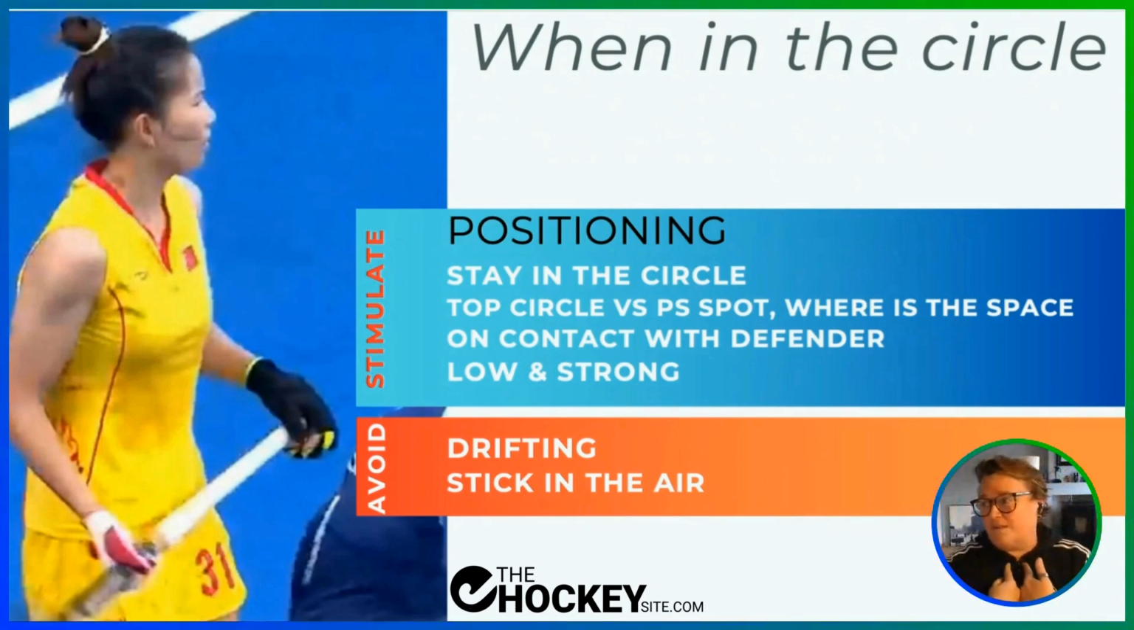When I say in front and behind, I'm talking with the goal behind me. So if I'm at the top of the circle, I've got space behind, and if I'm at the penalty stroke spot, I've got space in front. So it's about knowing where your space is and using that space. If you're at the top of the circle, it's a different scoring technique, as is from the penalty stroke spot.